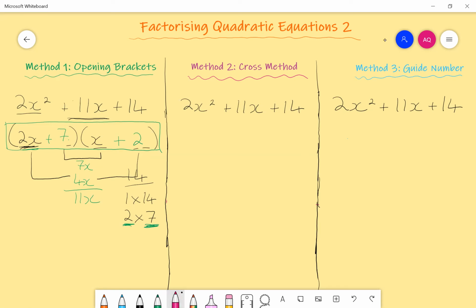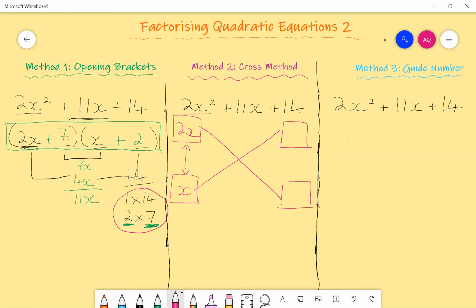Cross method now, we'll look at. We set up our cross, with a box at each end where the numbers are going to go. Again, same as in the last video, this is quite similar to the opening brackets method, just set up slightly differently. So we'll have the two numbers in these two boxes, which I put in there. They'll have to multiply to give 2x squared, so they have to be 2x and x again. Now the numbers in the box on the right must be either 1 and 14 or 2 and 7. So similar to last time, we can do trial and error.